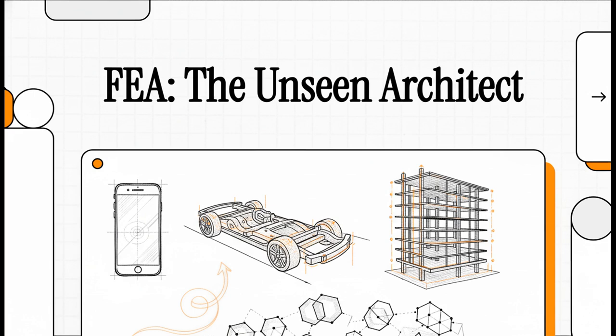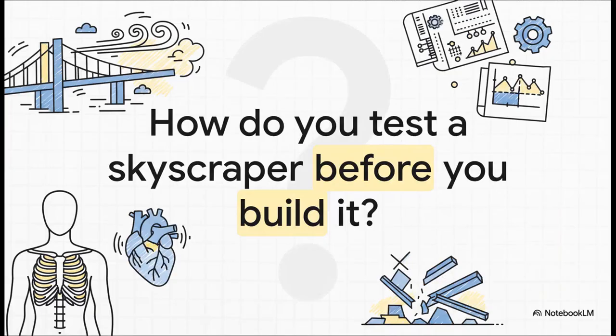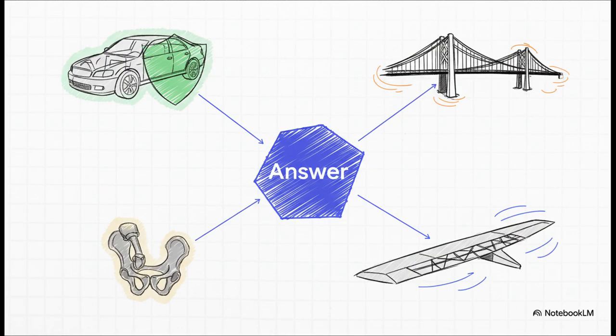So, how does this unseen architect actually work? Seriously, just think about that for a second. How do you know a bridge is going to stand up to a hurricane? Or that a brand new medical implant is going to last for decades inside someone's body? I mean, you can't just build a dozen skyscrapers and shake them till they break, right? The cost would be absolutely insane, and the risk, way too high. There has to be a better way. And of course, there is.